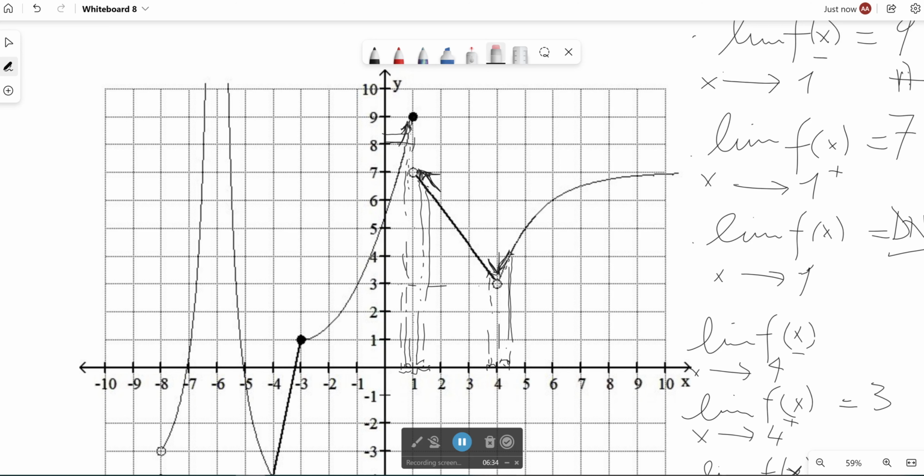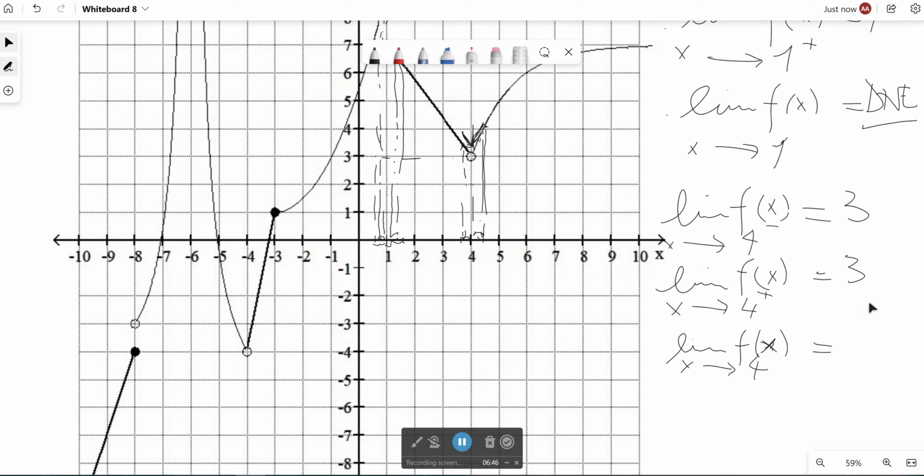So here, because the left and right limits as x approaches 4 both exist and equal the same unique number 3, that means the limit of f of x as x approaches 4 exists and is equal to the same 3. Thank you.